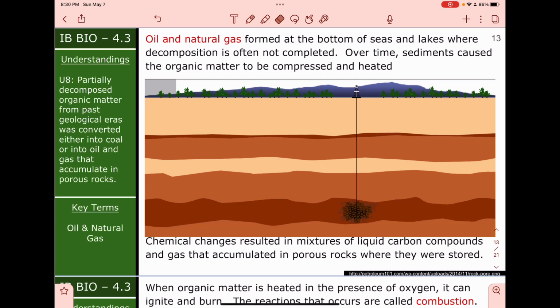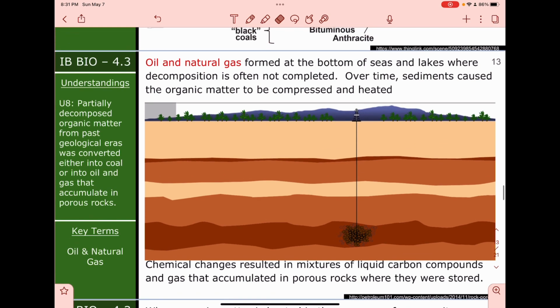So oil and natural gas formed at the bottom of seas and lakes, where decomposition is often not completed. Over time, sediments cause organic matter to be compressed and heated. Chemical changes resulted in mixtures of liquid carbon compounds, and gas accumulate in porous rocks where they're stored. So understanding number 8: partially decomposed organic matter from past geological eras was converted either into coal or oil and gas that accumulate in porous rocks.